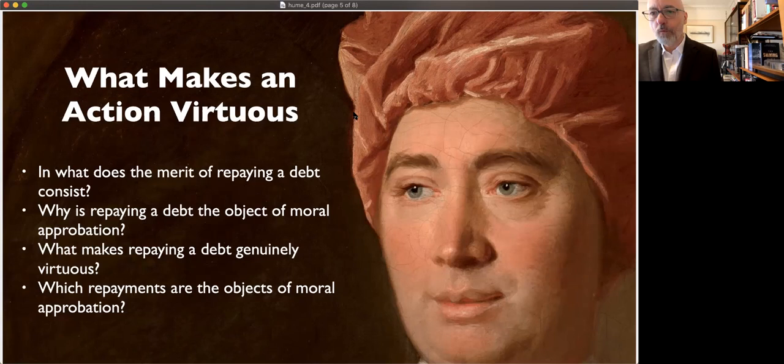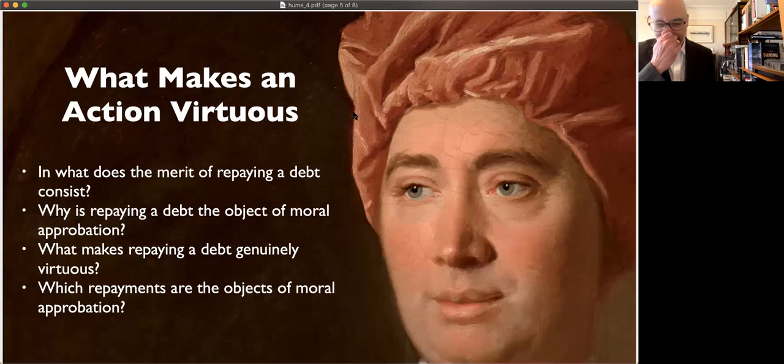So what makes an action virtuous? Again, consider a candidate virtuous action, repaying a debt owed to a creditor. We might be asking these questions. In what does the merit of repaying a debt consist? Or why is repaying a debt the object of moral approbation? Again, these are the kinds of questions that Hume's explanatory hypothesis is meant to answer. Repaying a debt has merit and is the object of moral approbation because of its motivation. It's the action's motivation, again, that bestows merit upon it.